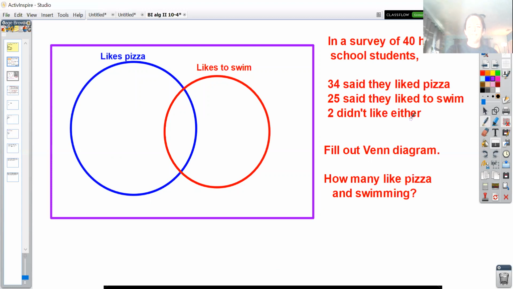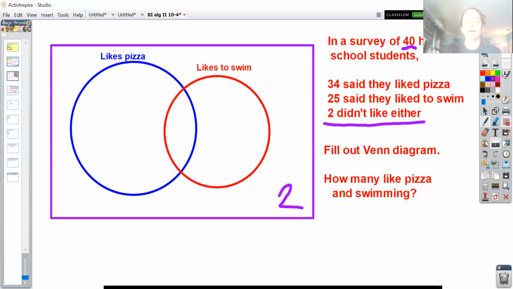So 40 students make up the entire sample space. So all the numbers when I'm done have to add up to 40. We're going to find the most specific number. So either that's a number that would be hanging on the outside or the number that would be the intersection. One of those numbers would be easier to start with. So in this case, 2 said that they didn't like either. So 2 is going to be floating around here in the universal space.